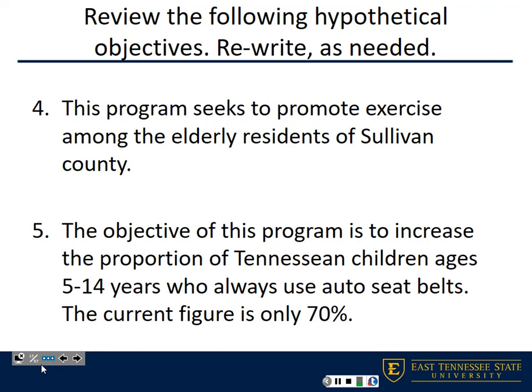Okay. So how might a better objective look? Can you rephrase it for us? The objective of this program is to increase the proportion of Tennessean children ages 5 to 14 years who always use auto seatbelts. You can say, I don't know, from whatever the figure was in 2015, and we're changing it by 2018 or something like that. So from 70% in 2016 or 17 to, say, 80% by 2018, 2019.